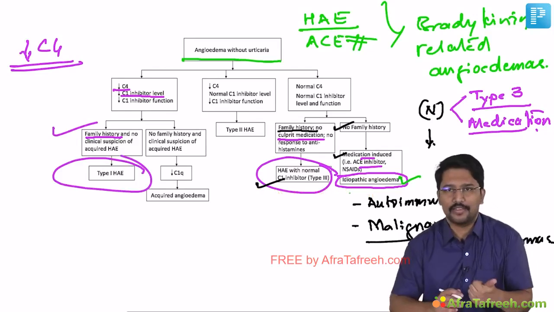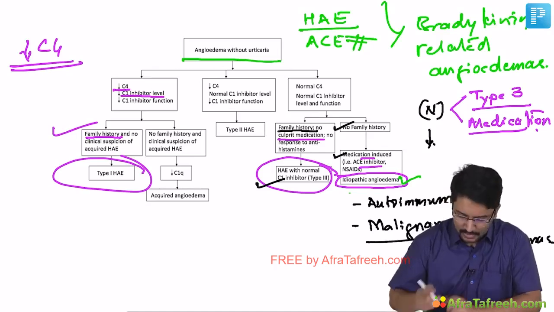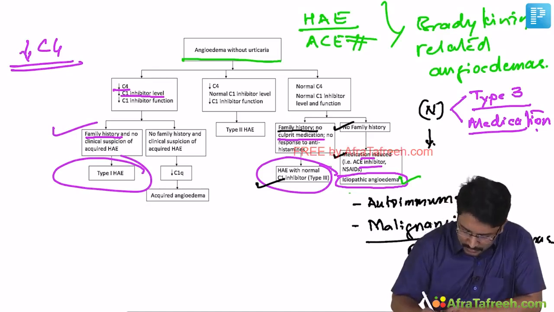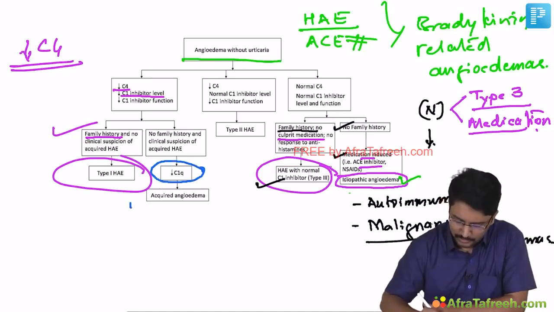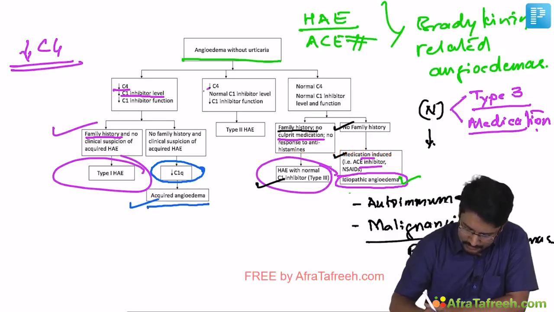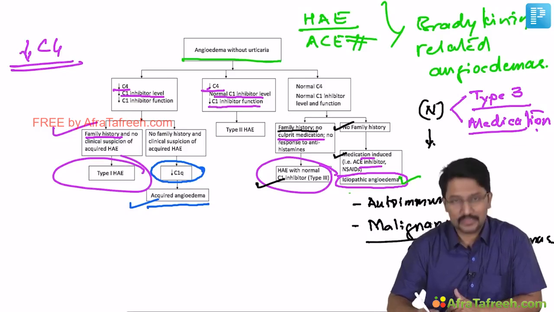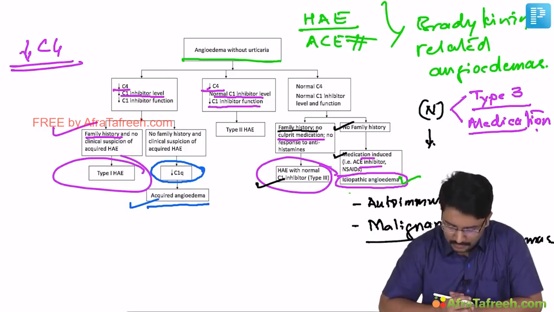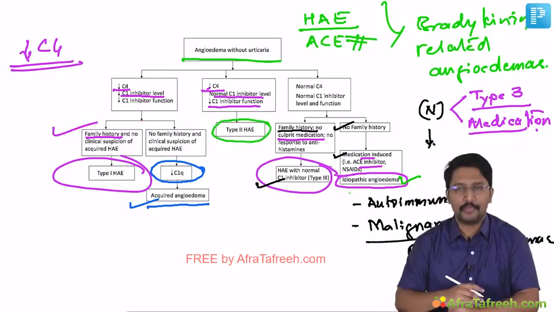On the other hand, if there is no family history, there is a possibility that the patient has acquired mutations in the SERPING1 gene. For confirmation, we can definitely do genetic studies, but also demonstrate that the patient has reduced C1q levels, and you can consider acquired angioedema. If the C4 is reduced, but C1 inhibitor levels are normal, then demonstrate that C1 inhibitor function is reduced by catalytic inhibition assay. And if you can do that, then go for the diagnosis of hereditary angioedema type 2.